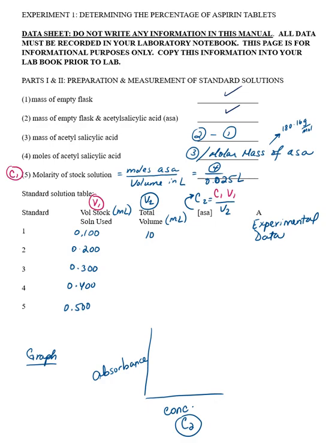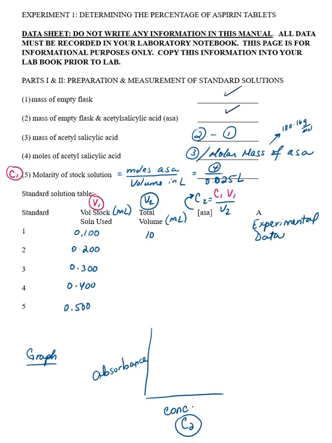You have the number of moles, you have the total volume, and you can just divide the number of moles, which is what you have in number 4, by the volume in liters, which is going to be 0.025 liters. So that's giving you the concentration of your stock solution, which I'm going to label as C1.